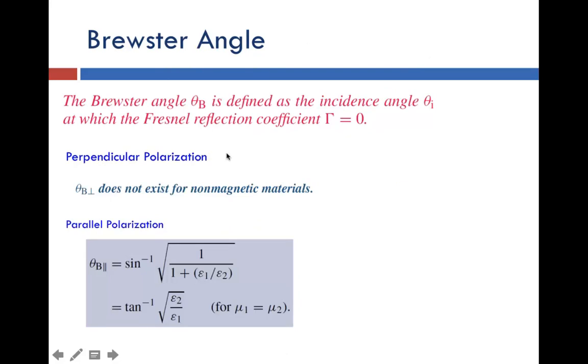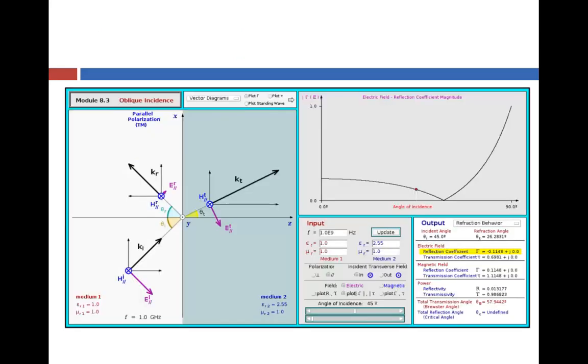So the Brewster angle is an interesting angle. The first thing to realize is that there is no such thing as a Brewster angle when we have non-magnetic materials for perpendicular polarization, but there is for parallel polarization. And so basically we can calculate the Brewster angle by taking the inverse sine of the following relationship, or the inverse tangent of epsilon 2 over epsilon 1 when the materials are non-magnetic and mu 1 is equal to mu 2.